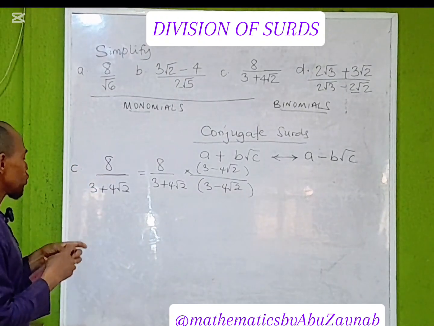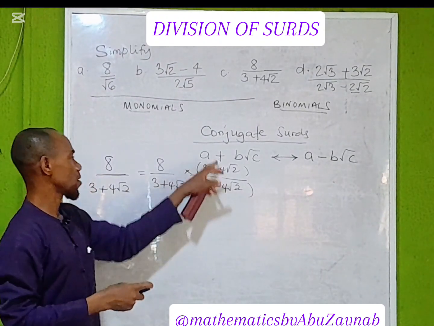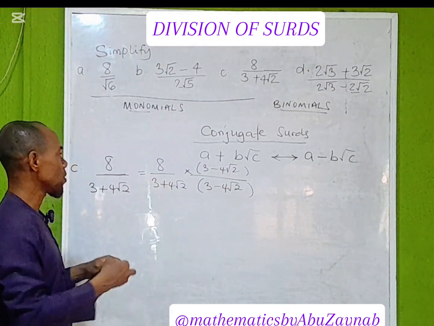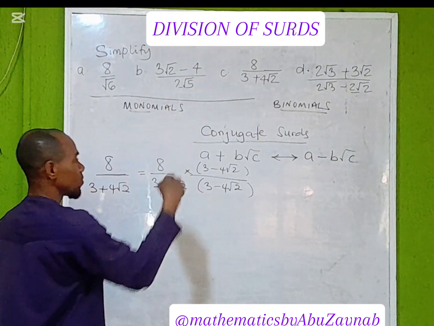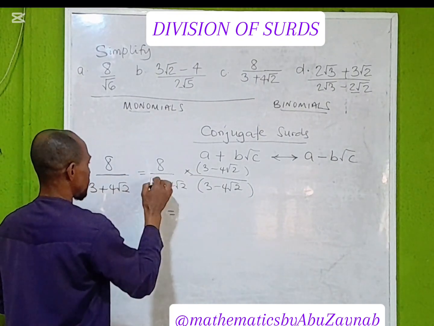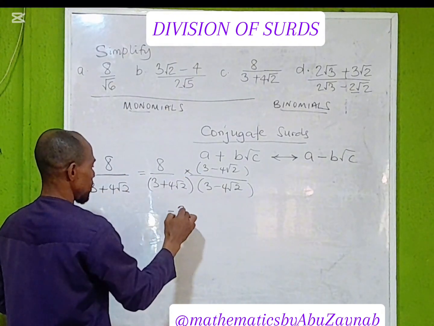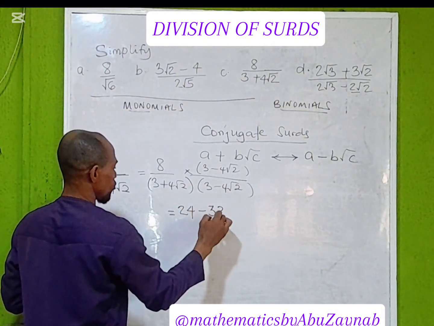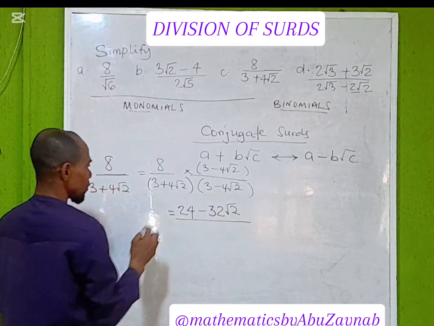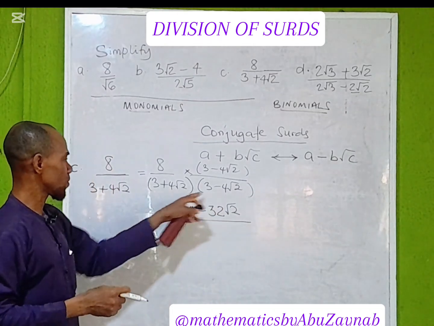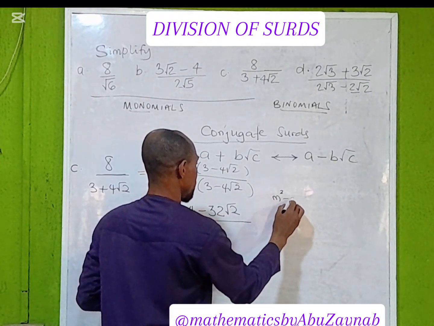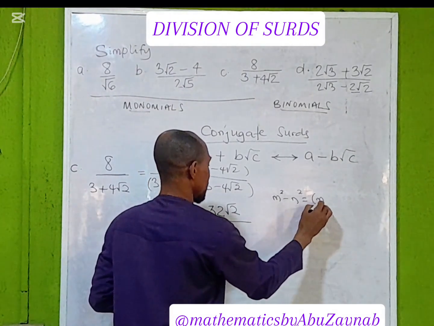So, the conjugate of 3 plus 4 root 2 is 3 minus 4 root 2, which must be maintained for both numerator and denominator. Then we multiply the numerators and denominators separately. So 8 times 3 there is 24. 8 times minus 4 root 2 is minus 32 root 2. Now if you look at this conjugate multiplication, it brings to mind the concept of a difference of two squares in your elementary algebra.